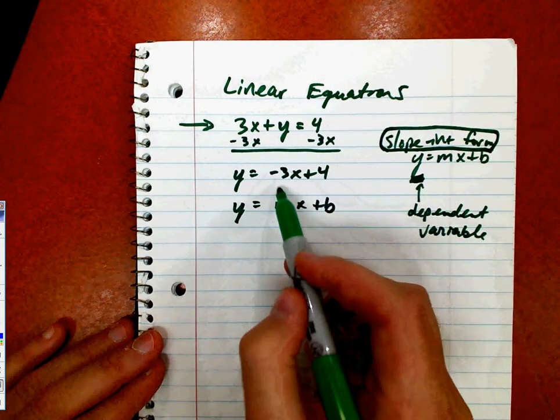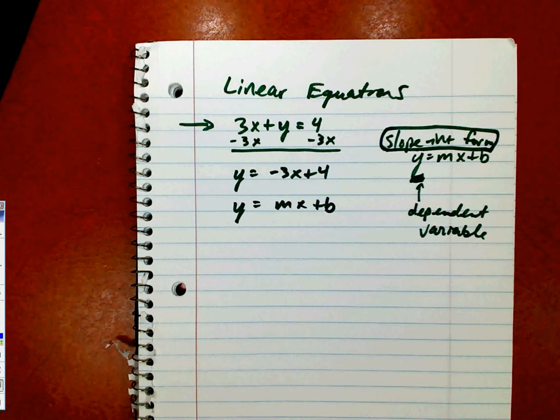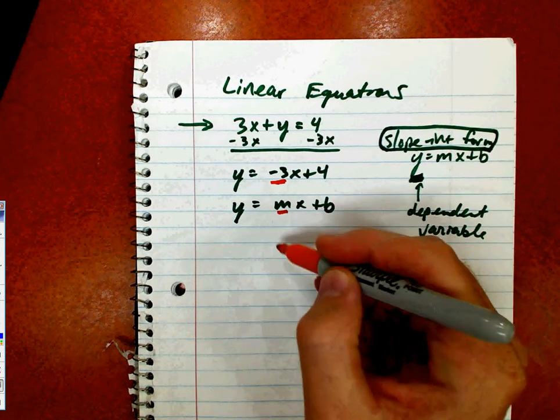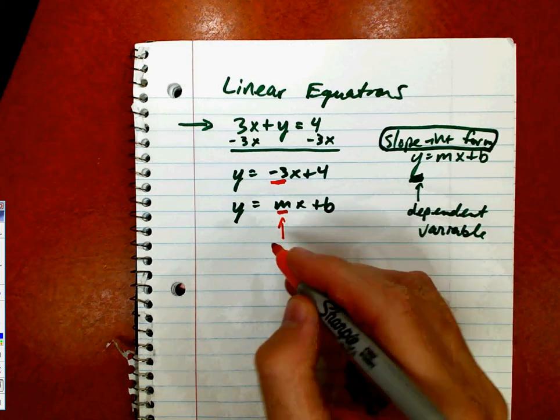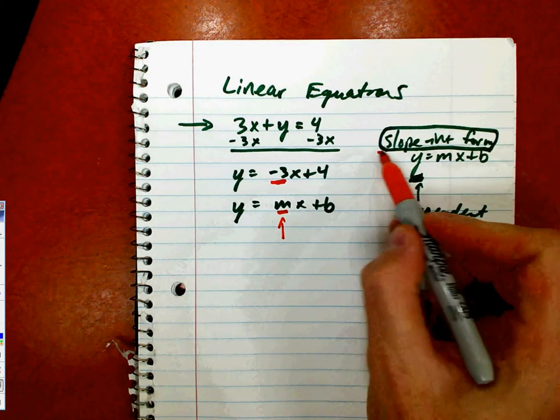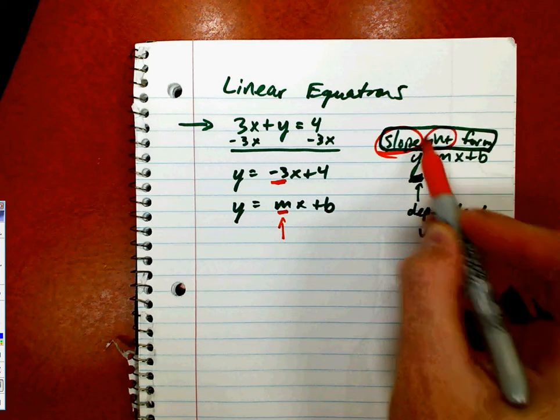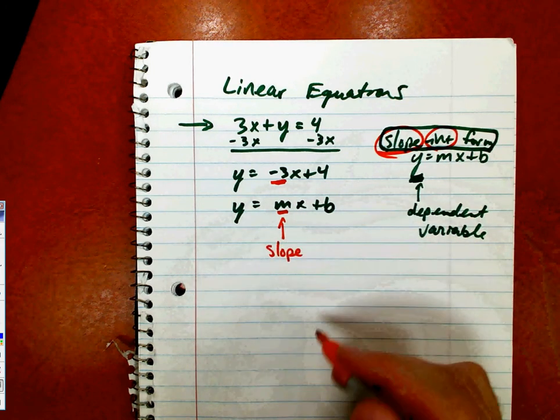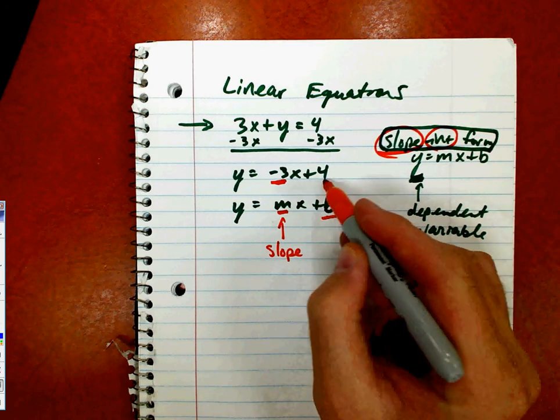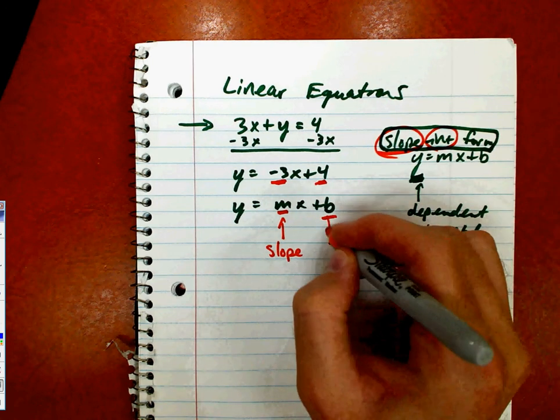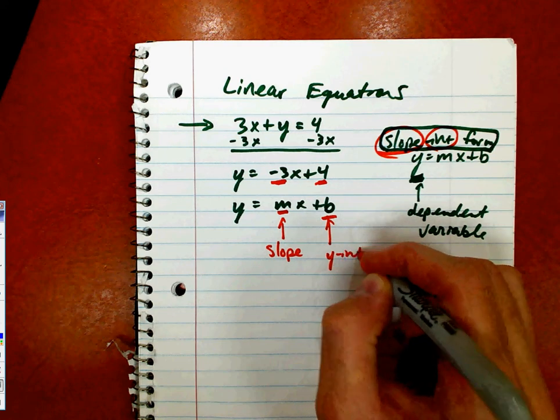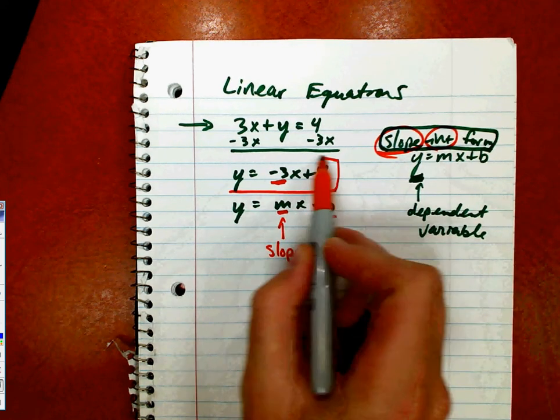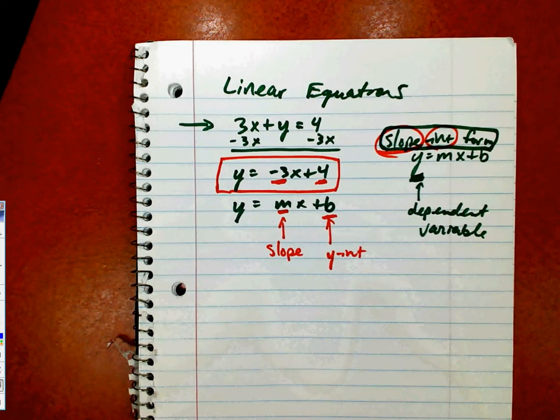So if you recall, this means that negative 3 is the value of m. What does m represent? Because we call this slope-intercept form, m is the slope of the linear equation. And b, in this case 4, is the y-intercept of this equation. y is equal to negative 3x plus 4.